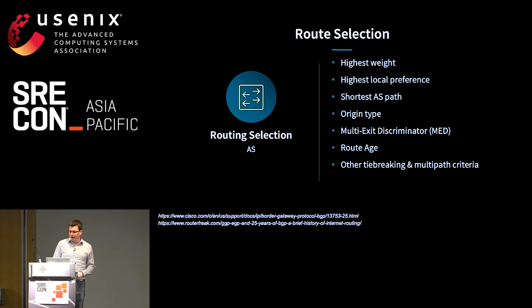And then there's a number of other tie-breaking and multipath criteria. There's, I think, about six more. Some of it comes down to which is the lower IP number or the lower AS number. It gets completely arbitrary, just for tie-breaking purposes.